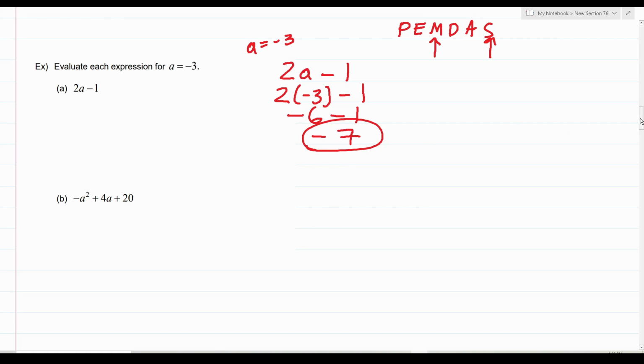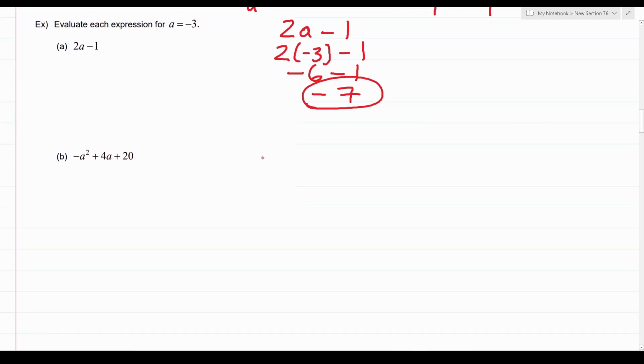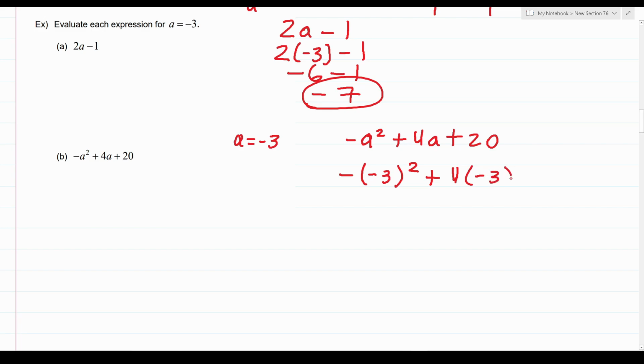Let's go ahead and take a look at this next one. Again, we're substituting -3 in for a, and our expression in this case is -a squared plus 4a plus 20. So the first thing we want to do is take this -3 and substitute it into the expression wherever we see a. So this becomes -3 squared plus 4 times -3 plus 20.